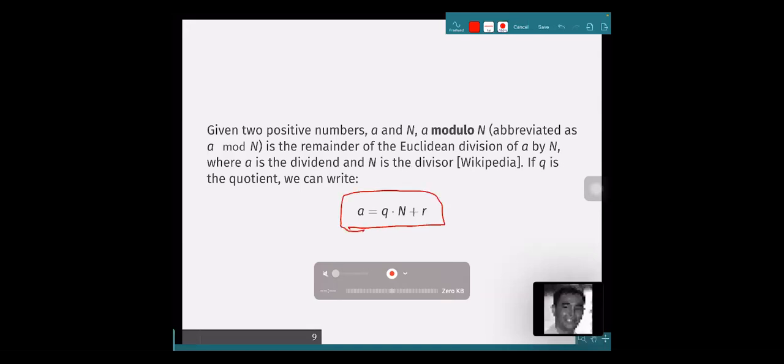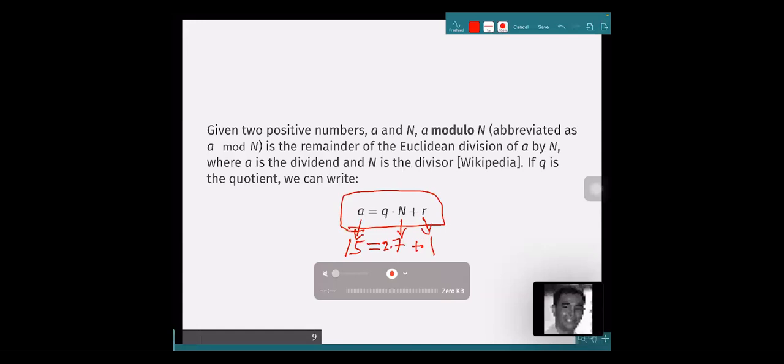So if you take a look at this, this is actually what I was saying earlier: 15 is equal to 2 times 7 plus 1. So this 7 is your N, 15 is your A, and the remainder is your 1. So modulo is defined also like that.